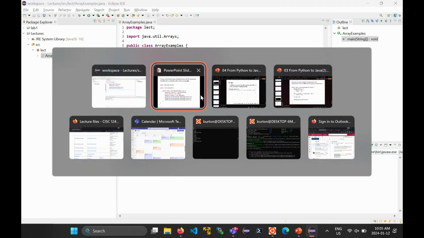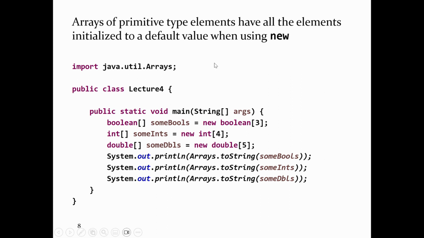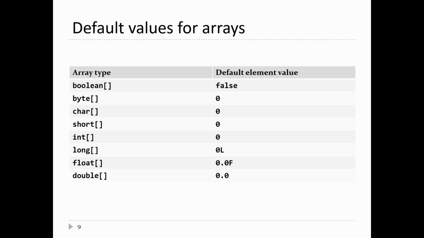So in Java, when you use new to create an array, the elements get initialized for you. It's easy to remember. If it's a Boolean array, everything is false. Otherwise, everything is 0, if you're using an array of primitive type.